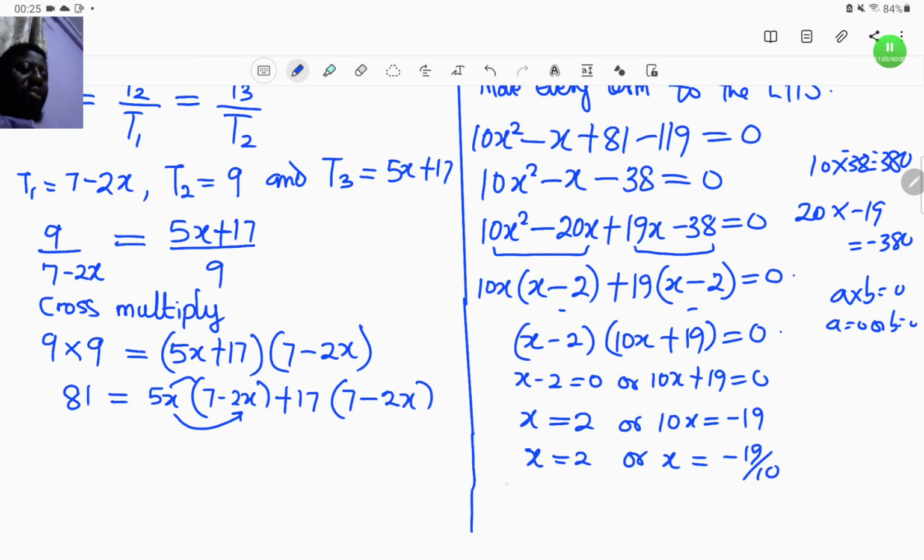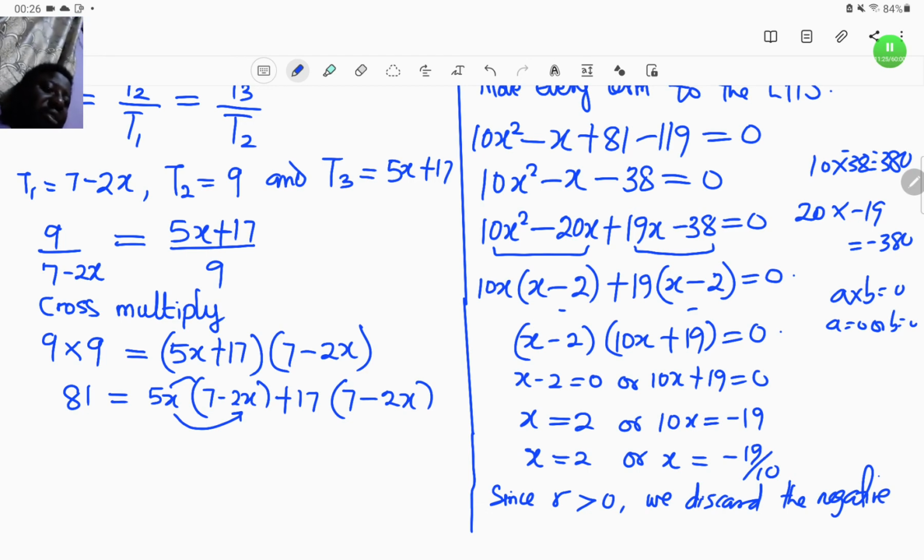As the question instructed us, since r is expected to be greater than 0, we discard the negative sign, because by the time you are substituting the negative into your t, it may give us negative r. In that case, we shouldn't bother to use it. So therefore, x equals 2. The question asks us to find x.